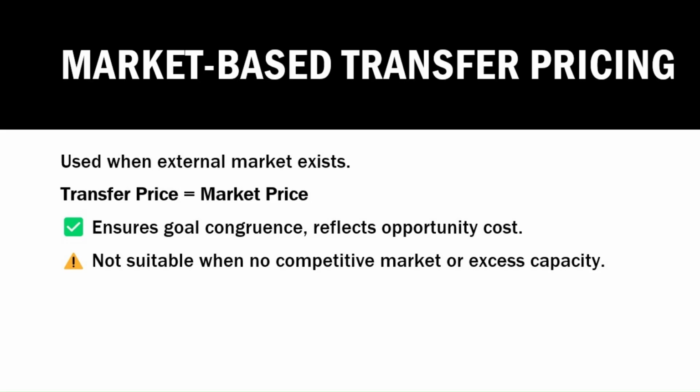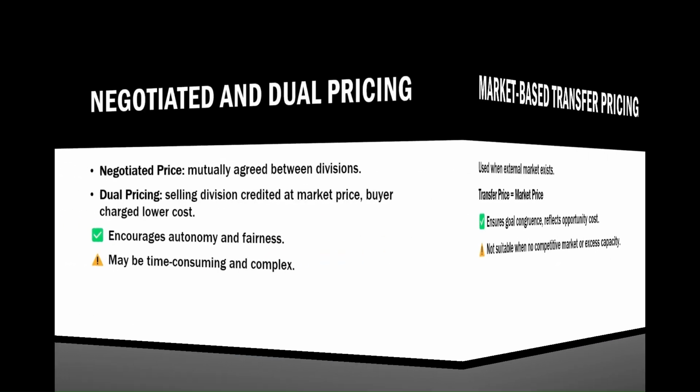Market-based pricing sets the price equal to the external market price. This works well when a competitive market exists because it reflects true opportunity cost. It promotes fairness and autonomy. Managers behave as if they were independent. However, if no external market exists or prices fluctuate heavily, this method may not work well.